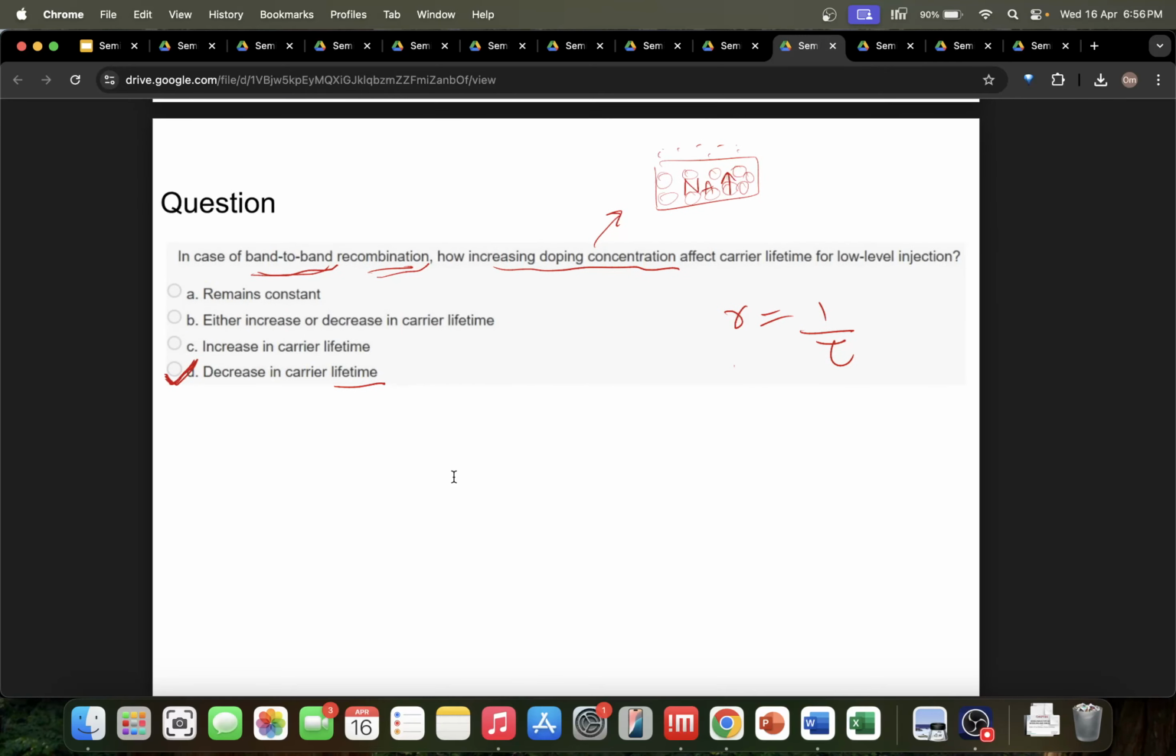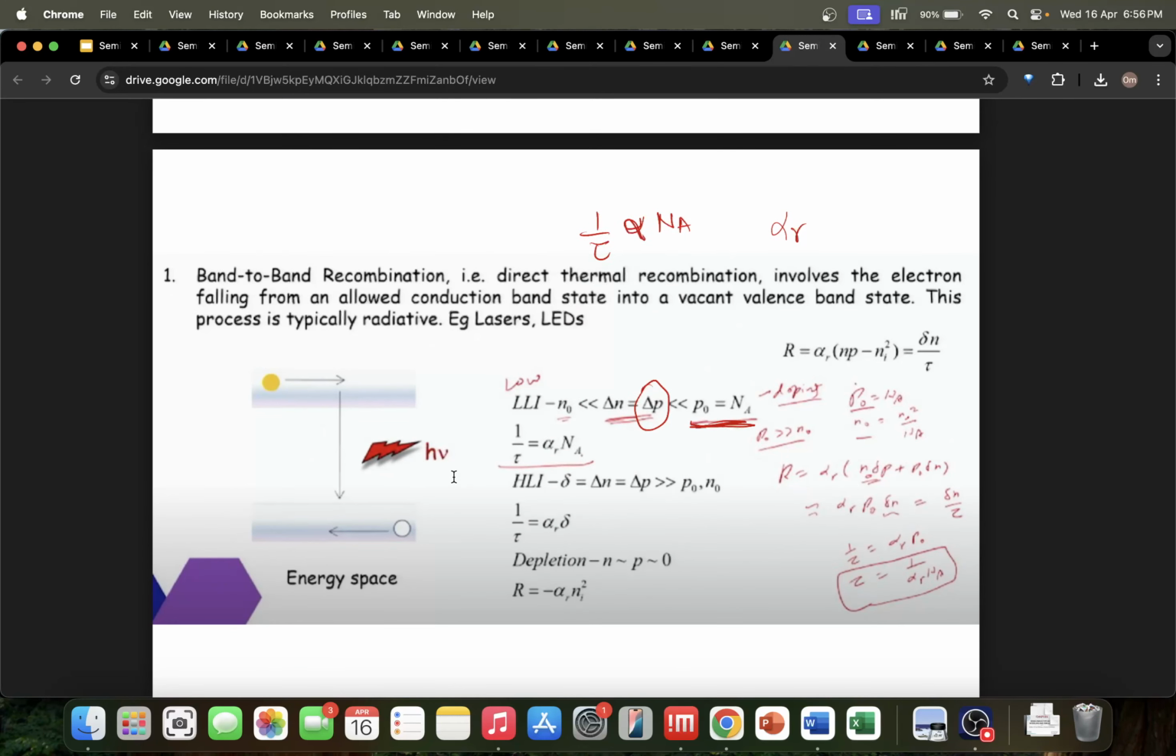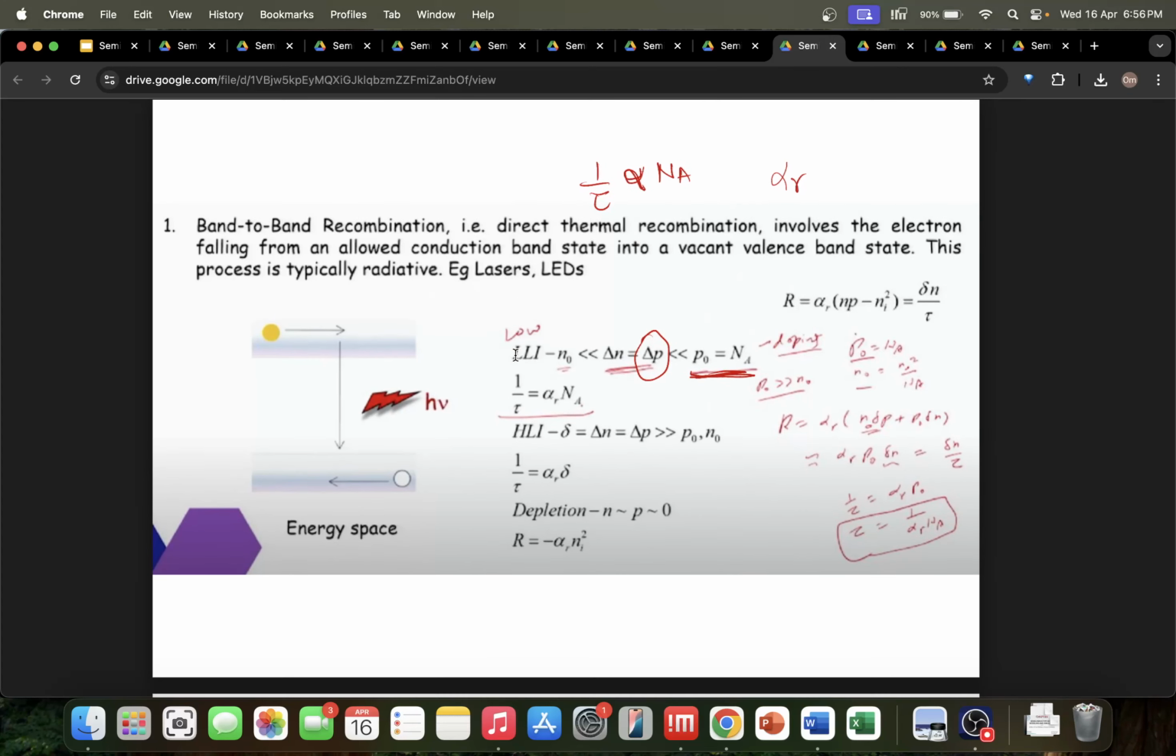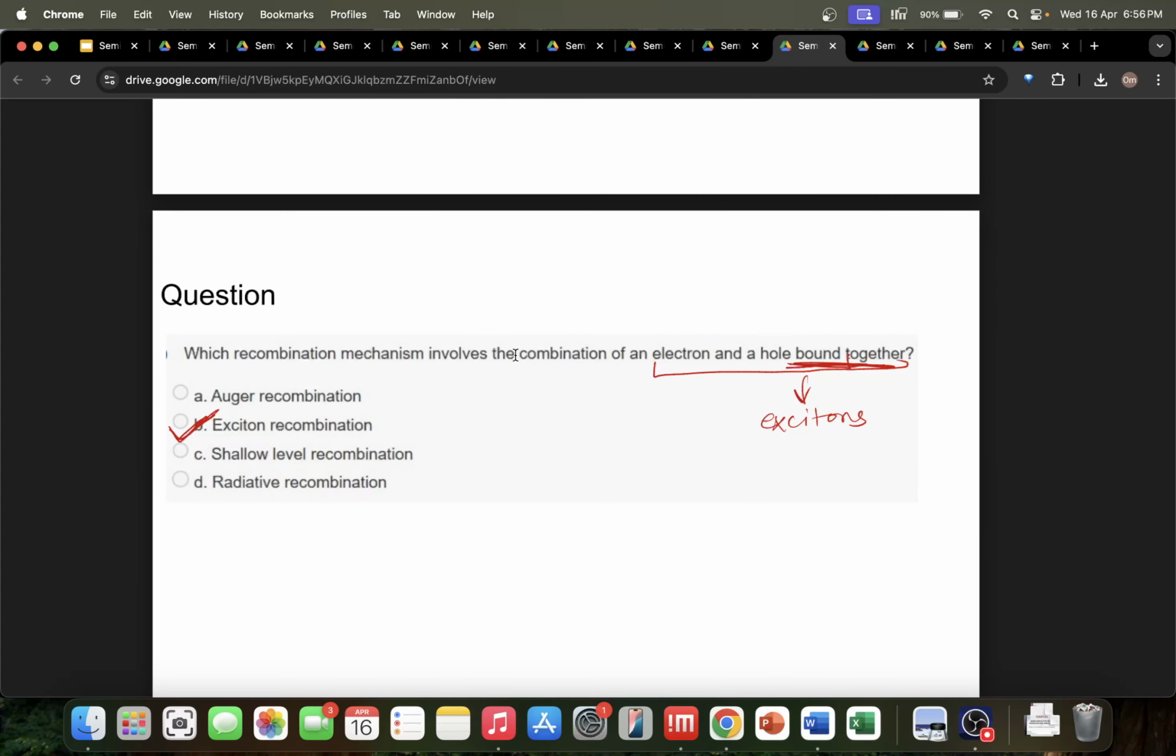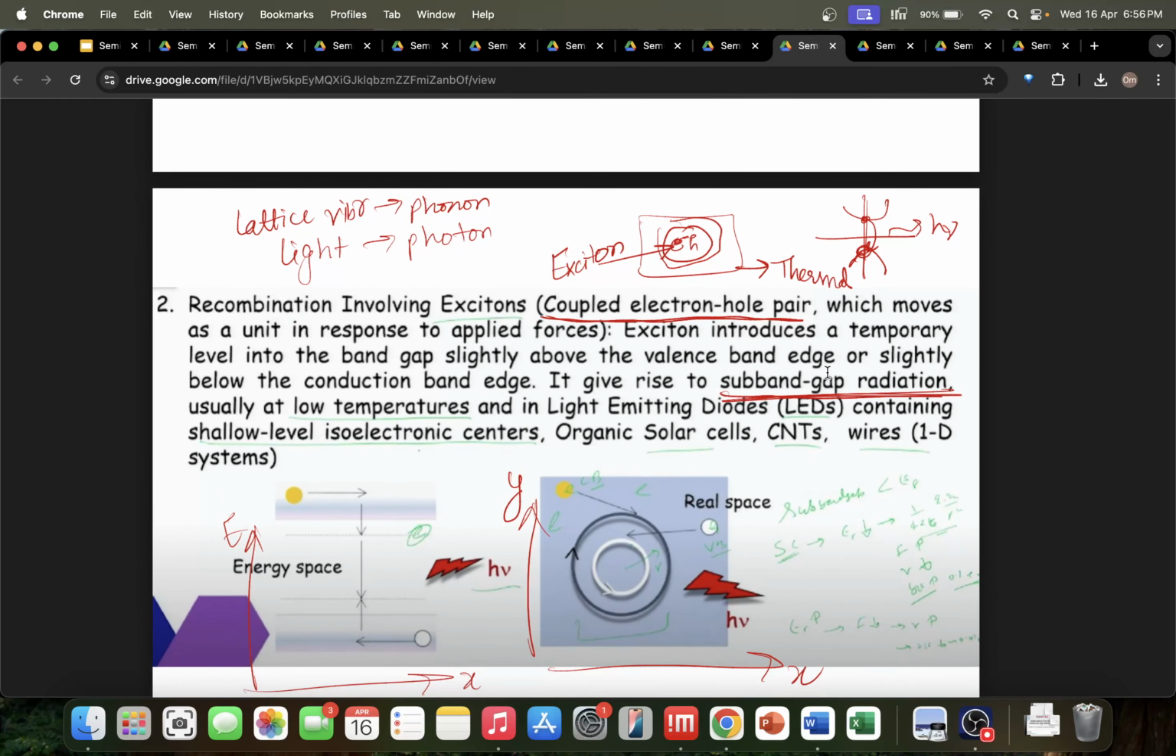We saw what is band-to-band recombination. What are excitons, that are electron and hole pairs bound together.